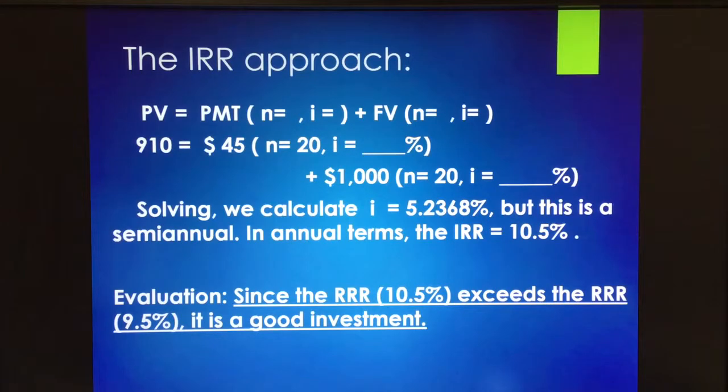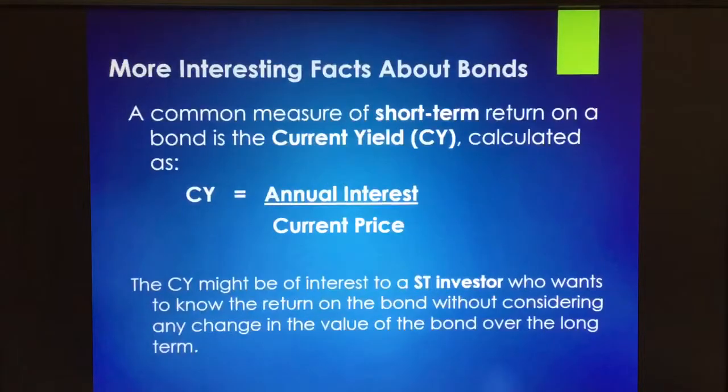And so since the IRR, excuse me, I've got these, well, there it is. It should say since the IRR, 10.5%, exceeds the RRR, 9.5%, this is a good investment. I'll have to go back and check that, change that very soon.